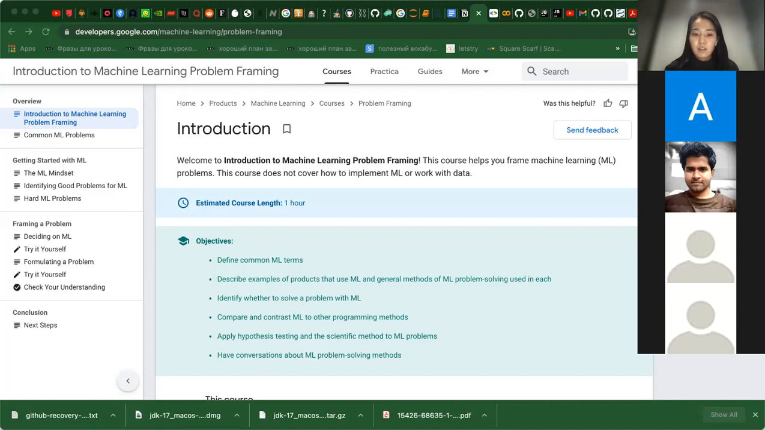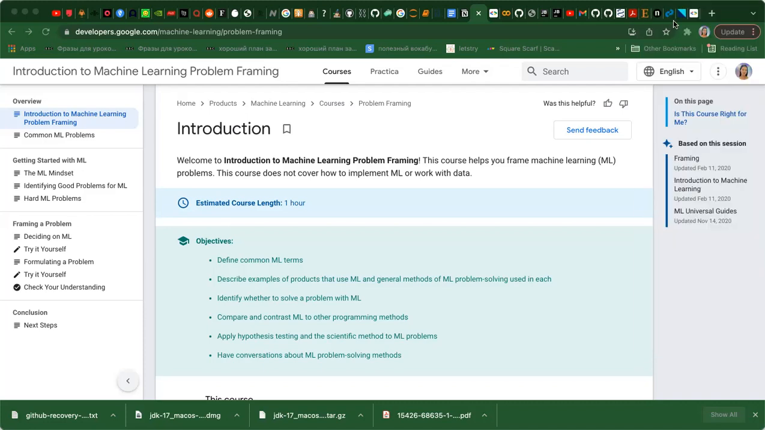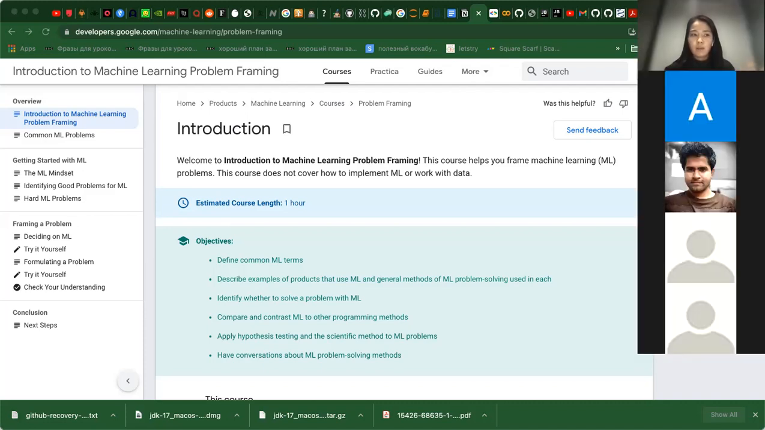Great. So estimated length is just 1 hour. I think it's enough for our lesson today to get some overview of machine learning, the problem framing, the mindset, and what's a good problem, what's a bad problem, and to check our understanding. So you can start.